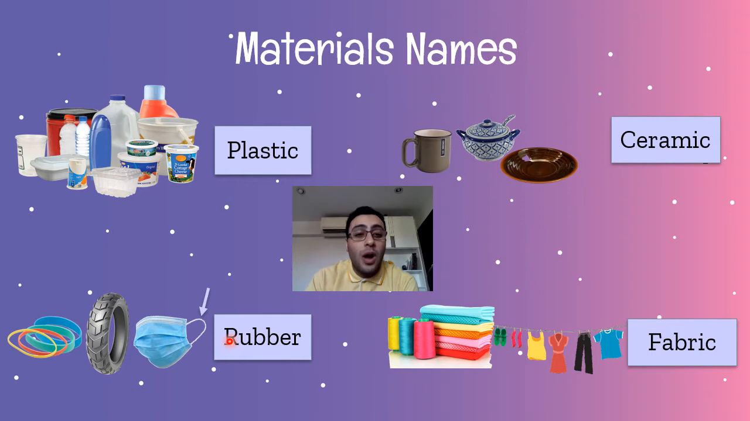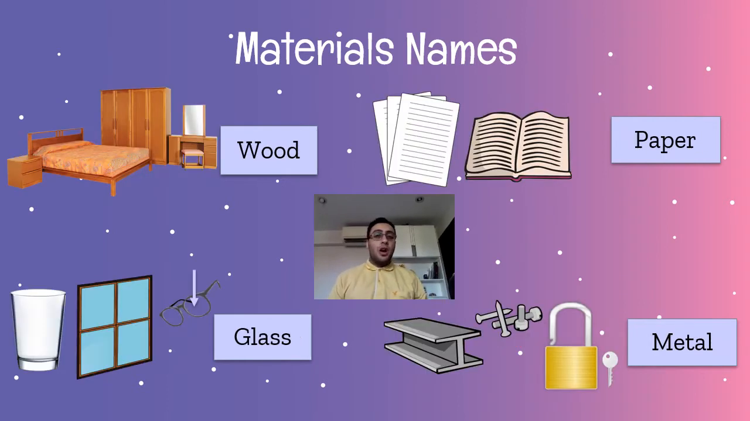Then we have rubber. Rubber, for example, a car's tire, or the rubber band that you use for your hair, or rubber on a mask. Then we have fabric. Fabric is what makes every piece of cloth, as you remember, right? For example, your socks, your shoes, some shoes actually, your shirt, your pants, your skirt, these are all made of fabric.